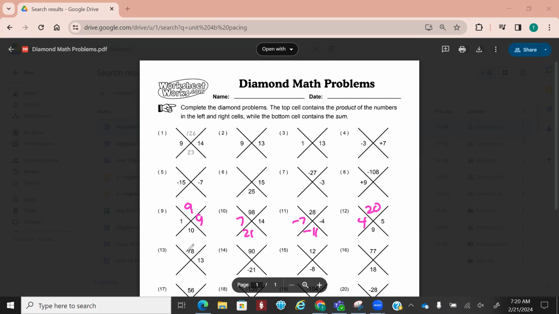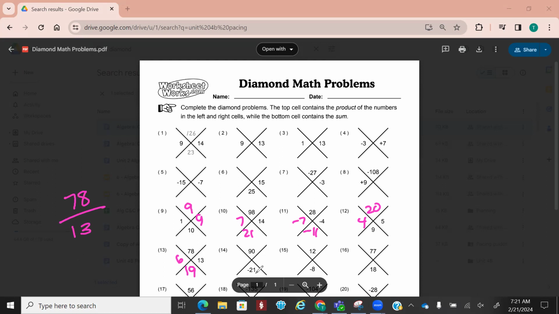Okay. What times 13 would give me 78? 6. If I didn't know that, what I would type in my calculator is 78 divided by 13, and that would give me this other number. Okay. 6 plus 13 would give me 19.